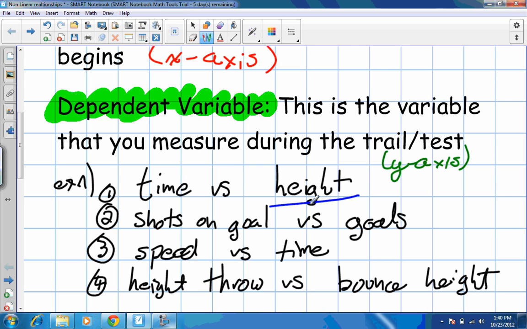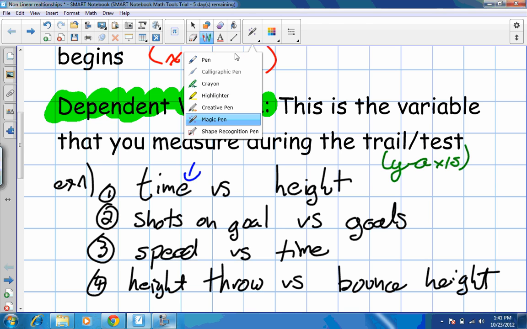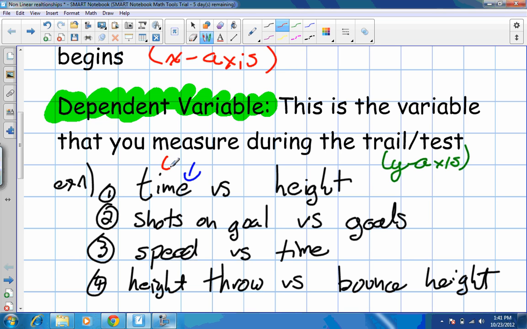But is time dependent on height? So the taller I get as a human being, does that speed up or slow down time? No. As time passes, does that increase or decrease height? Yes, it depends. I could say as you get older, you decrease in height, but for the most part, people grow from the ages 0 to 18. They grow taller as time passes. In fact, almost 99% of the time, time will be the independent variable. That will be the one we put on the x-axis, and height will go on the y-axis.